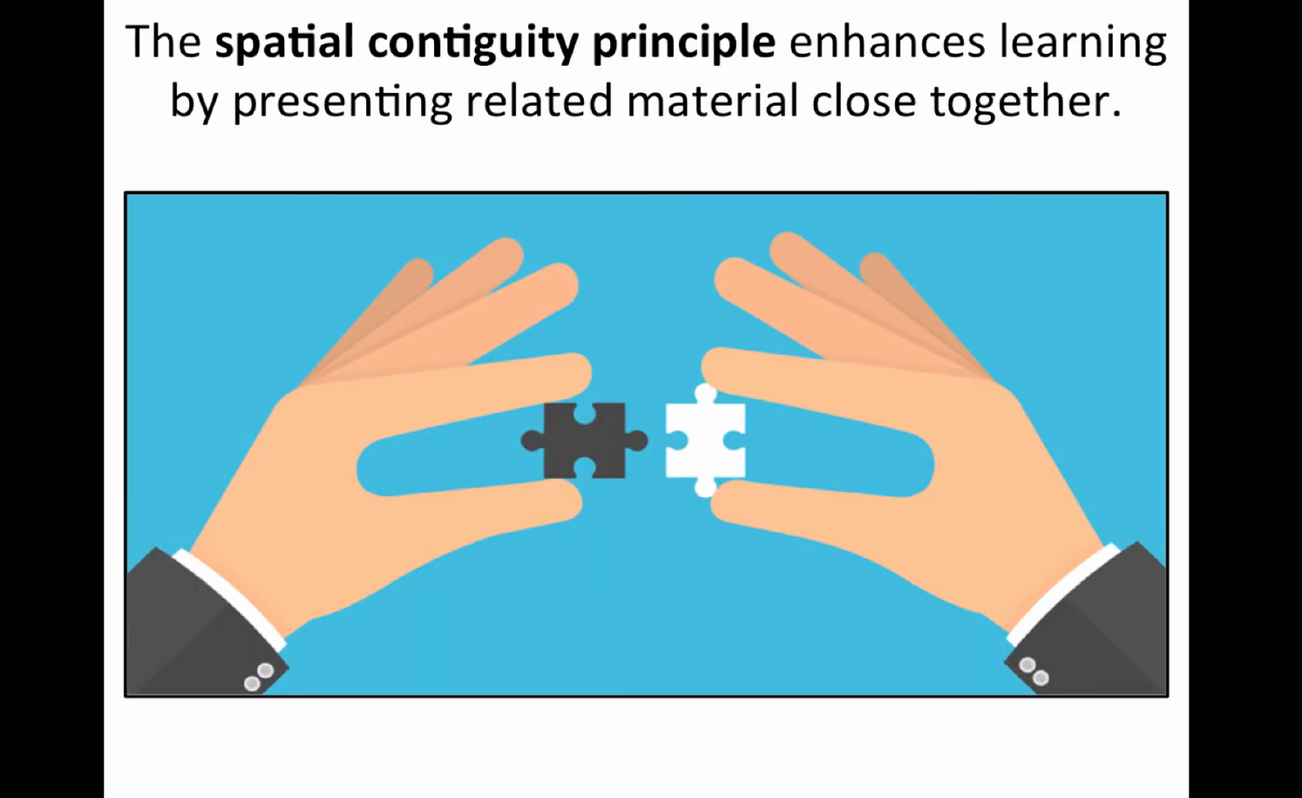The spatial contiguity principle enhances learning by presenting related material close together. The opposite of spatial contiguity is known as separated presentation, in which the corresponding words and pictures are presented relatively far away from one another. Spatial contiguity is preferable to separated presentation because it reduces the learner's need to scan back and forth and thus reduces cognitive load. It also allows the visual channel to focus on important information all at once rather than having to piece it together.